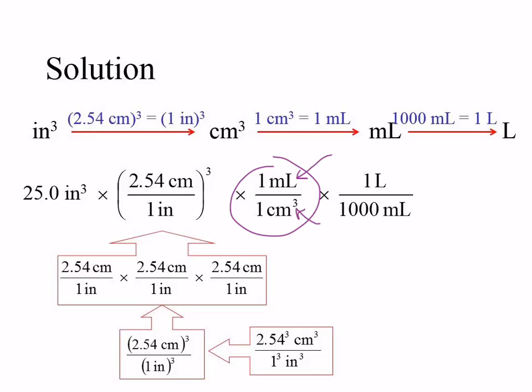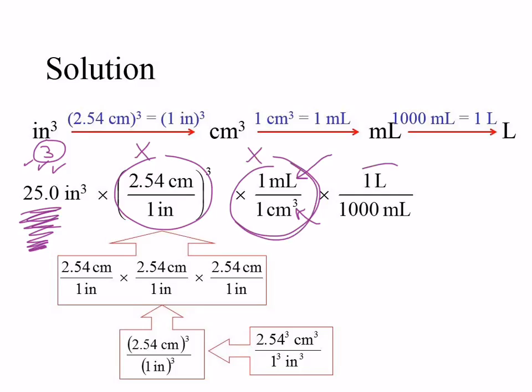Is there any uncertainty in 25.0? Yes, the 0. How many sig figs there? 3. Is there any uncertainty in the centimeter inch thing? It's exact. How about the milliliter centimeter thing? Exact also. How about the liter milliliter thing? Exact too. So the only thing driving our rounding is this first term right here, which has 3 sig figs.